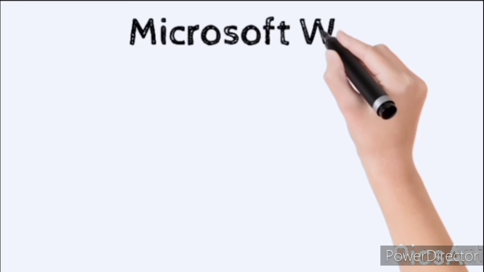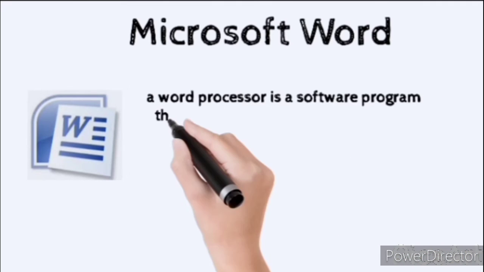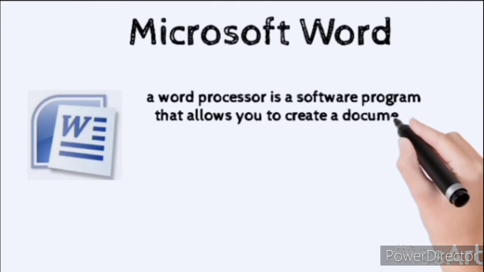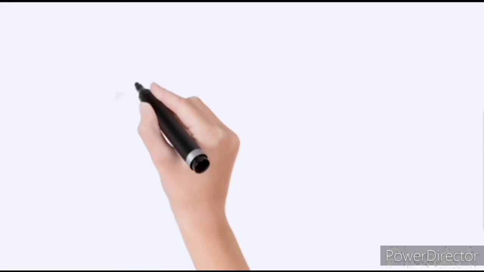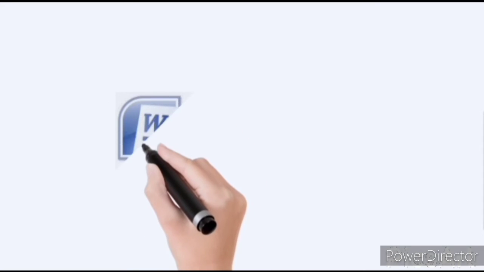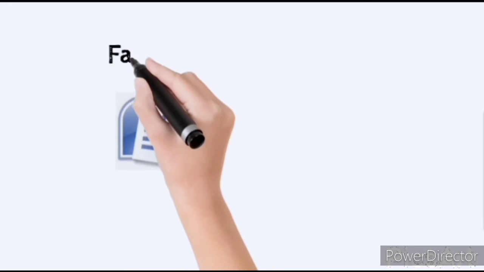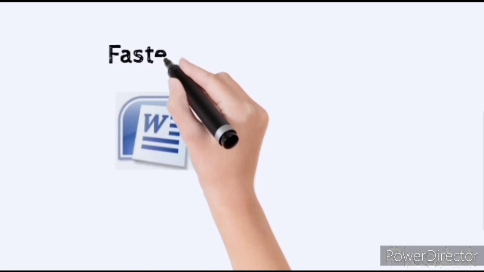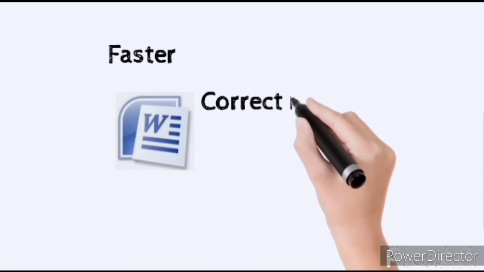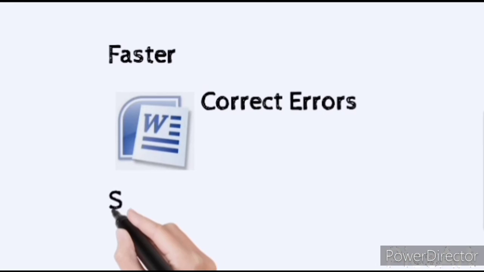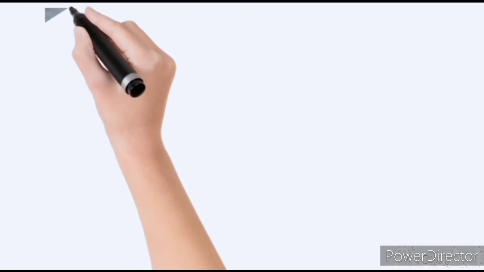A word processor is a software program that allows you to create a document, edit it, store it electronically, and print your document. Microsoft Word is the most commonly used word processor. With the word processor, you can work much faster. It is easy to correct errors and make changes in your document. Spelling and grammar can be checked in this software.